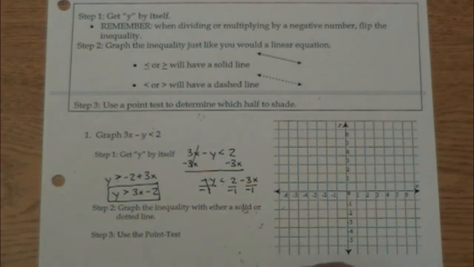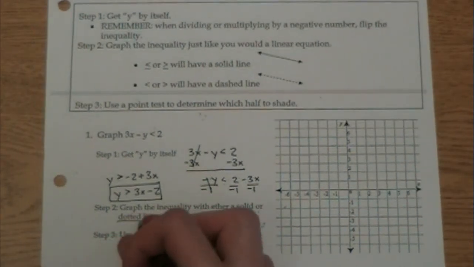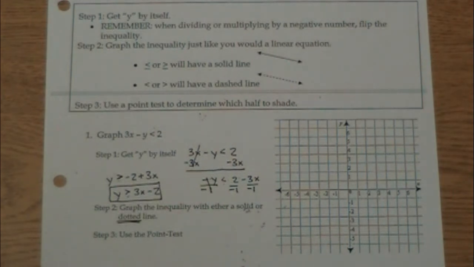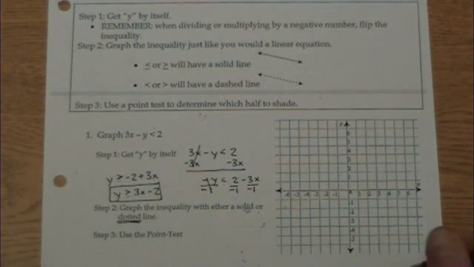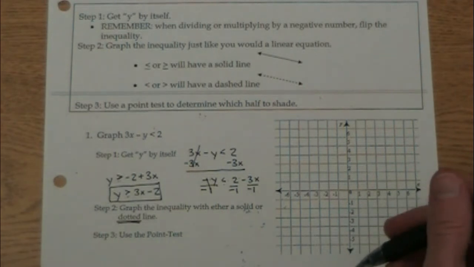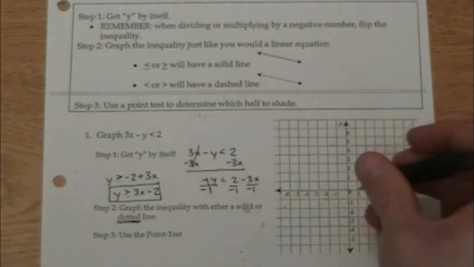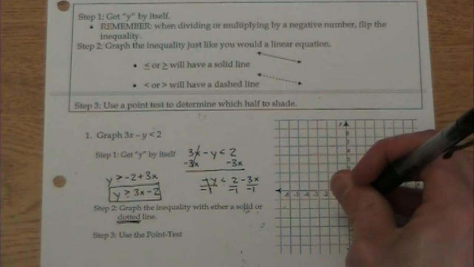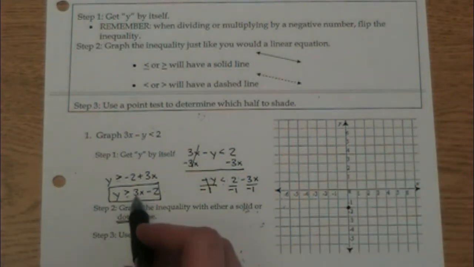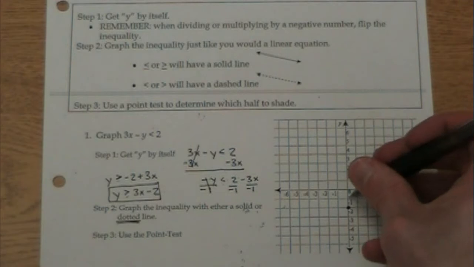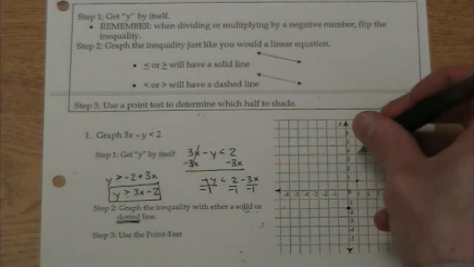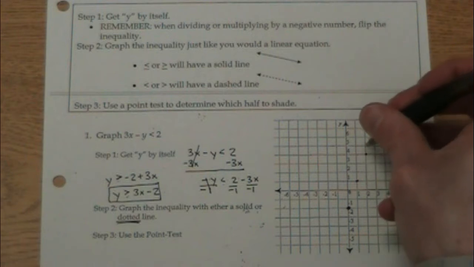So now we need to graph. We need to pay attention to the sign, which tells us it's going to be a dotted line. The first thing I'm going to do is plot the y-intercept on the graph, which is negative 2. Then I'm going to use the slope, which is 3. Remember, it is 3 over 1, so I'm going to go up 3 and right 1, up 3 and right 1, and I'll do it one more time, up 3, right 1.